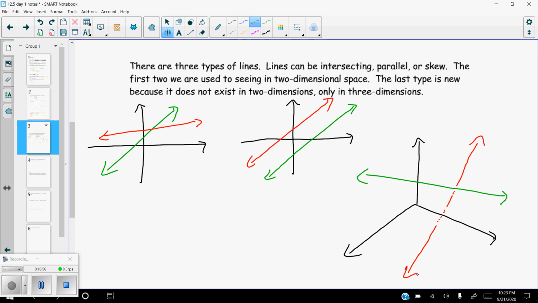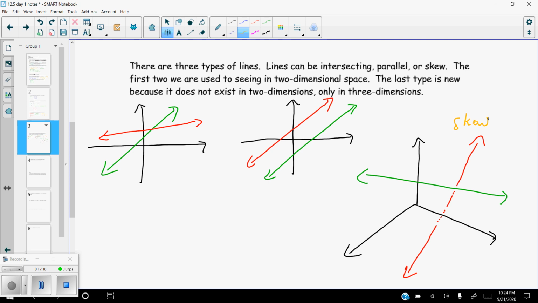Again, hopefully you can see that visually because that's kind of an important concept. But that one is called skew. So I'll go ahead and write that right here. We'll call that one skew. The other two should make sense, intersecting and parallel. All right, so those are the three different types of lines that you can have.